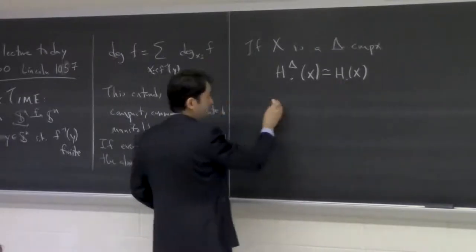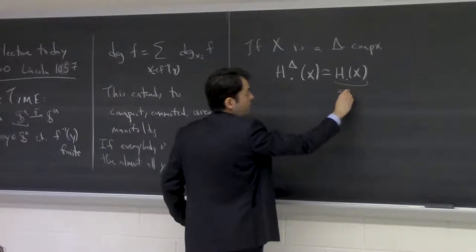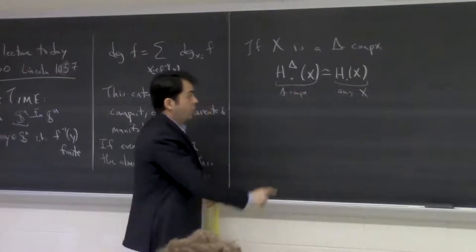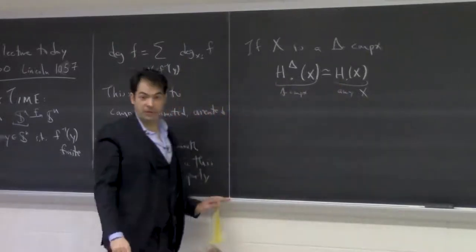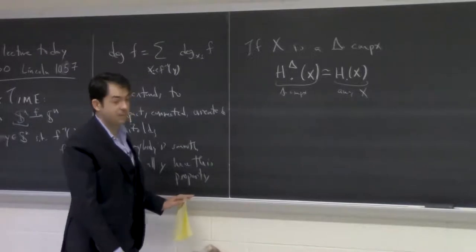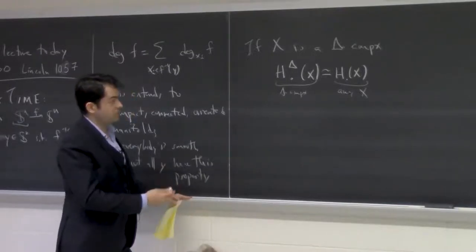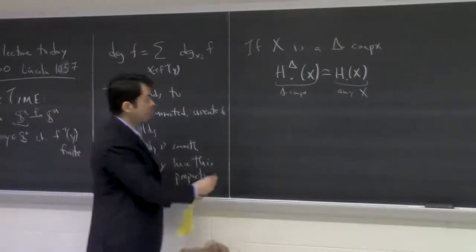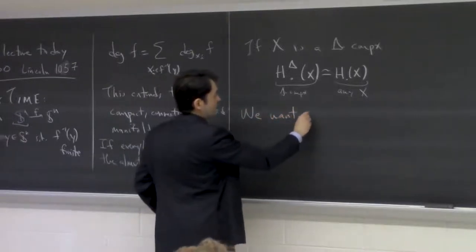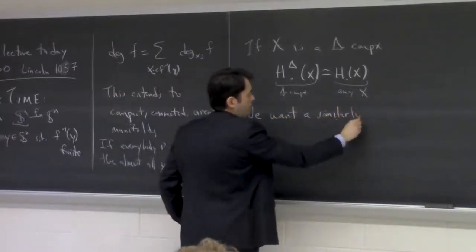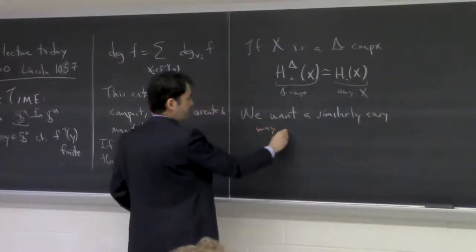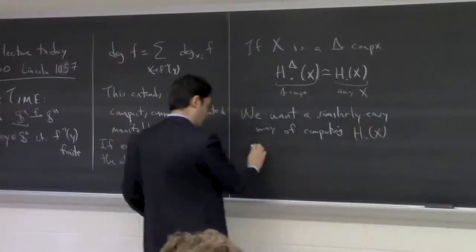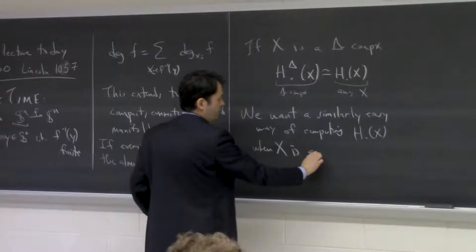So singular homology, this is defined for any space. This requires a delta complex structure. So this one is easy to compute. This one is easy to prove theorems about. So it's nice to do the same. But delta complexes are very special. What you have a lot of are cell complexes. So we want a similarly easy way of computing the homology when X is just a cell complex.